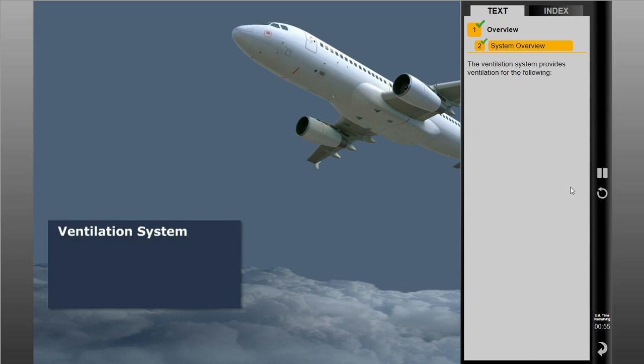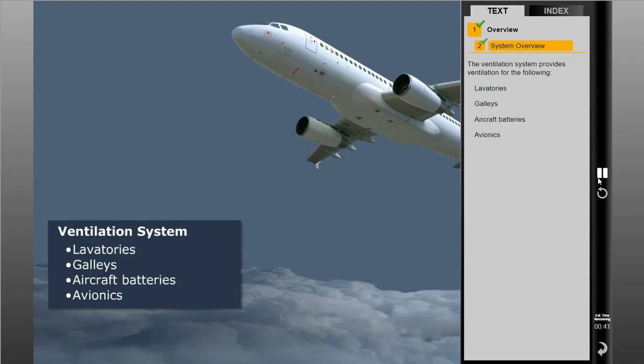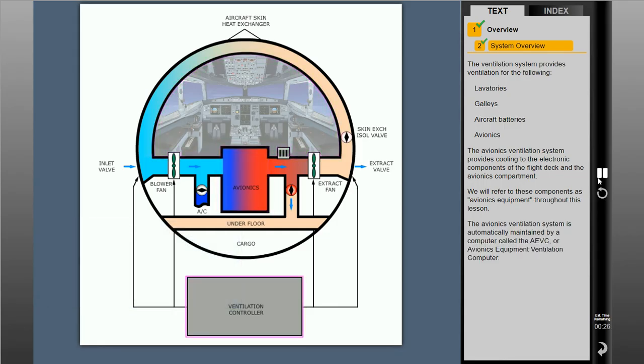The ventilation system provides ventilation for the following: the lavatories, galleys, aircraft batteries, and avionics. The avionics ventilation system provides cooling to the electronic components of the flight deck and the avionics compartment. We will refer to these components as avionics equipment throughout this lesson. The avionics ventilation system is automatically maintained by a computer called the AEVC, or Avionics Equipment Ventilation Computer.